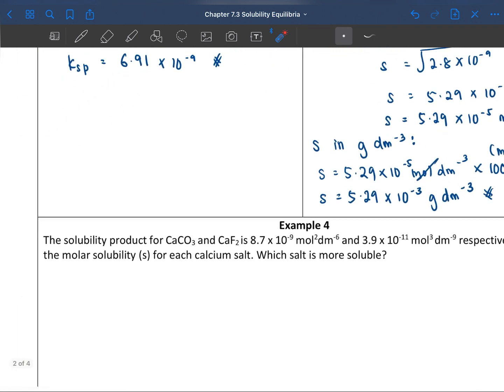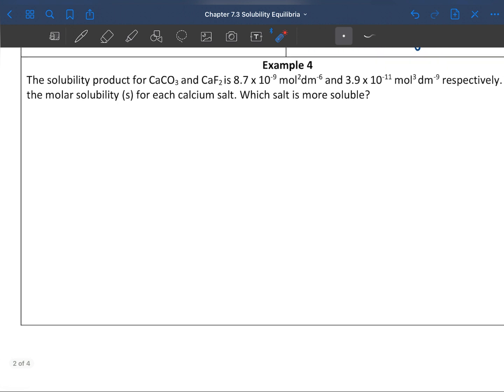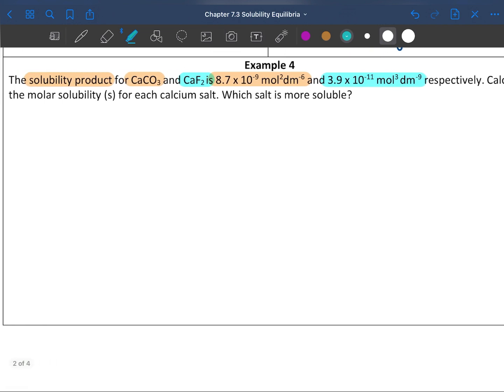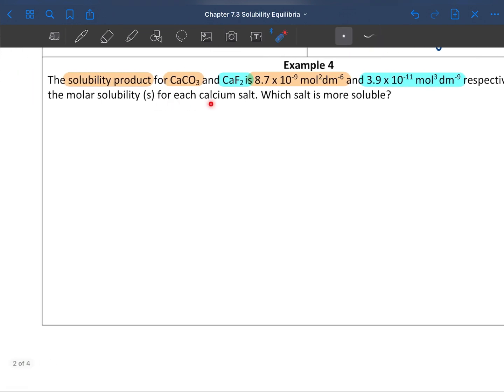Okay, settle. Next, kita move to example 4. Example 4, solubility product untuk CaCO3 adalah ini, CaF2 adalah ini. Kalau soalan yang bagi data macam ni, ini solubility product untuk CaCO3 is this value here. Kalau untuk CaF2, nilai dia yang ini. The molar solubility, apa soalan kata? Oh, calculate the molar solubility for each calcium salt and then which salt is more soluble.